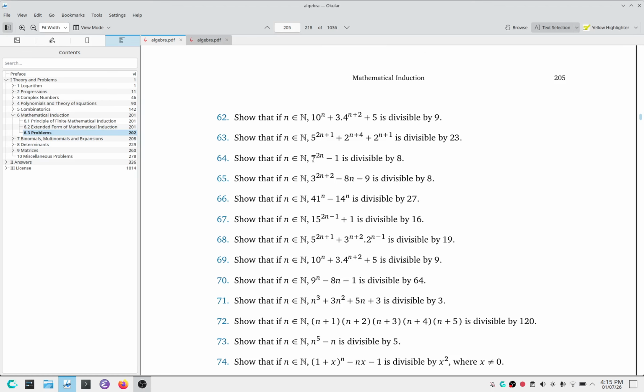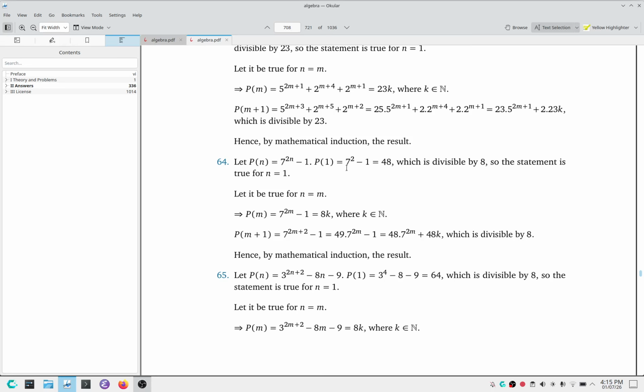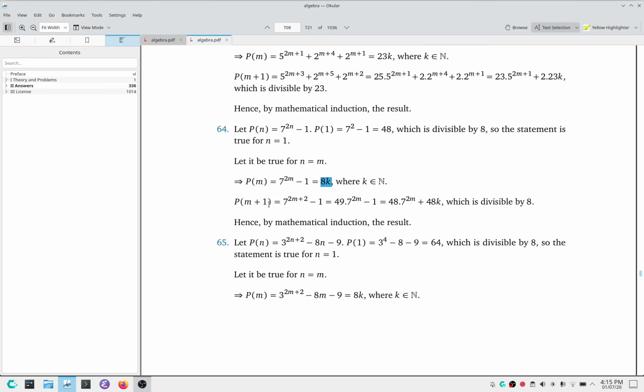Question 64, the expression is 7 raised to the power 2n minus 1, and it has to be divisible by 8. So I put n is equal to 1, we get 48. So it is true for n is equal to 1. We substitute n is equal to m. We have this expression, which we let equal to 8k. Now we substitute n is equal to m plus 1, and we take out 2 power.